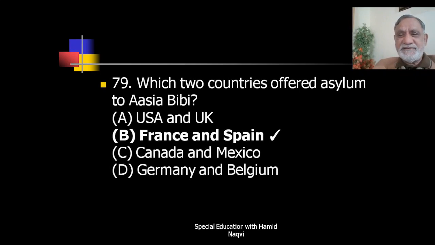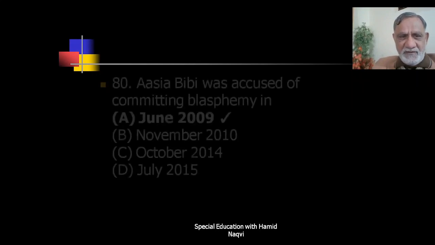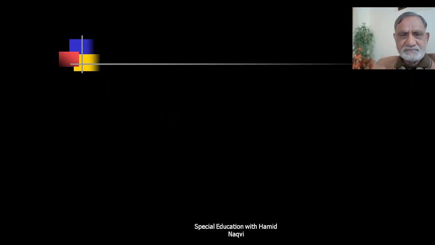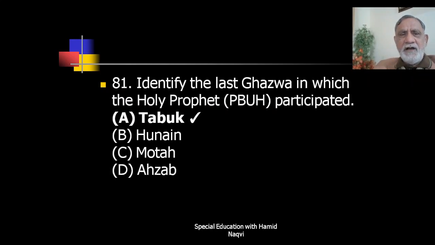Which two countries offered asylum to Asia Bibi? It was France and Spain. Asia Bibi was accused of committing blasphemy in which month or year? It was June 2009. Identify the last ghazwa in which the Holy Prophet participated. It was Tabuk.